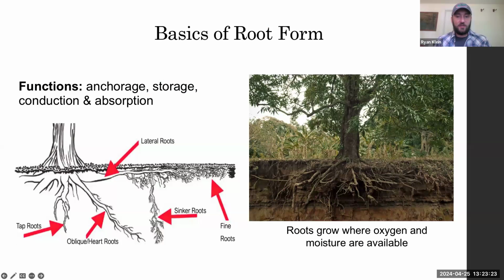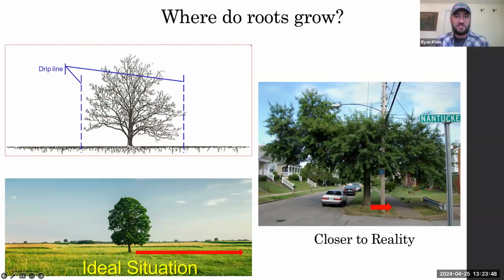All right, so when we're talking about planting trees, just kind of in general, the basic root form, there's primary functions from anchorage, storage, conduction, absorption. But basically, roots are going to grow in areas where there's available moisture and oxygen. So again, we need to make sure that the site we're planting them in is conducive to their growth. Roots can spread 2 to 3 times as wide as the crown on a decurrent tree. So obviously the scenario in the bottom left there, that's a great growing condition for a tree, lots of room to grow above and below.